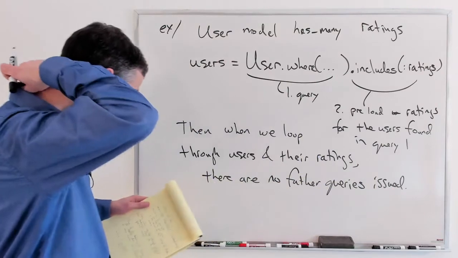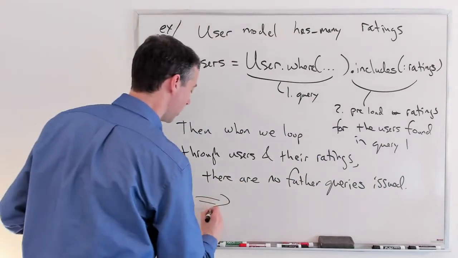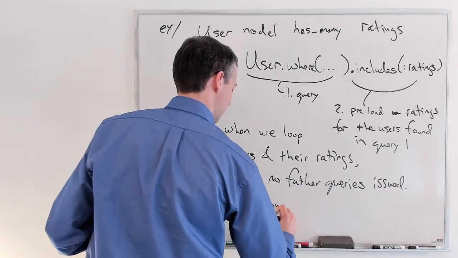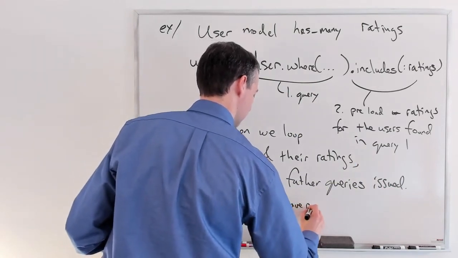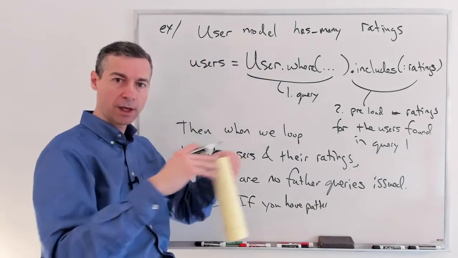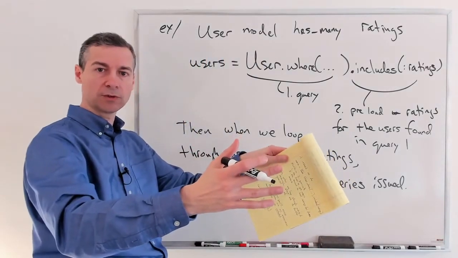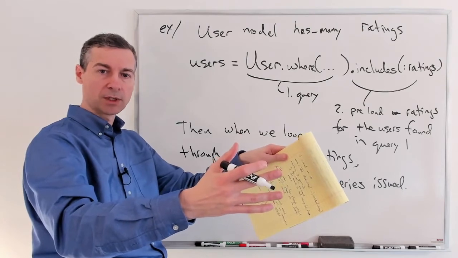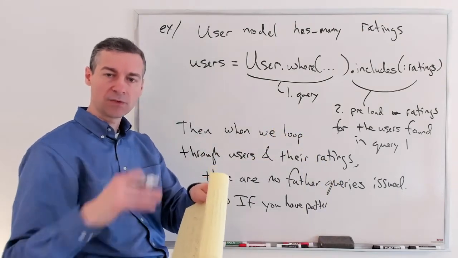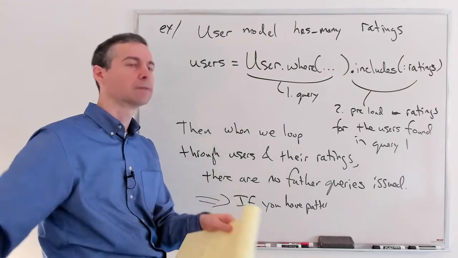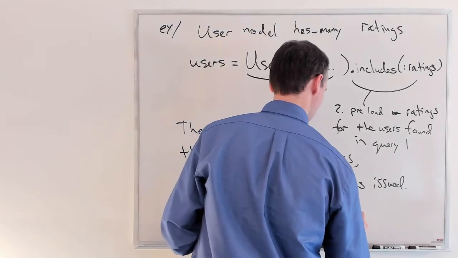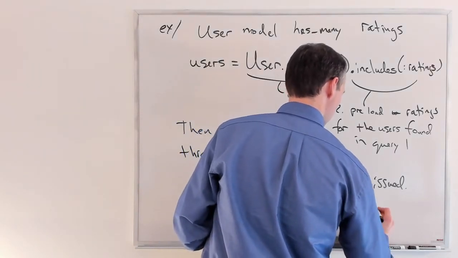All right. The implication, basically, is that if you have this pattern where you're going to have a bunch of model objects, and then for each of them, you're going to access data via an association, you should use includes.